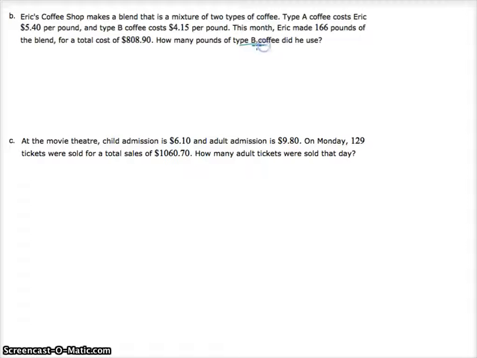So we're going to make type B X. Okay, so we want to go back and identify that A plus B is 166. So if B is X, then A will be 166 minus B. So now I can go plug these values in as my rates to my coffee.